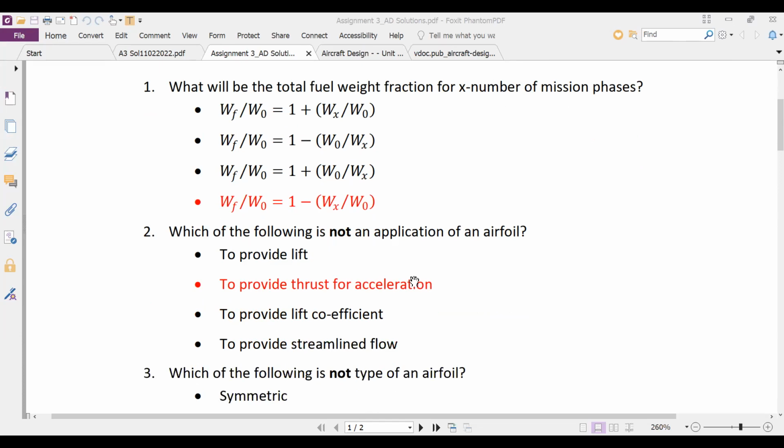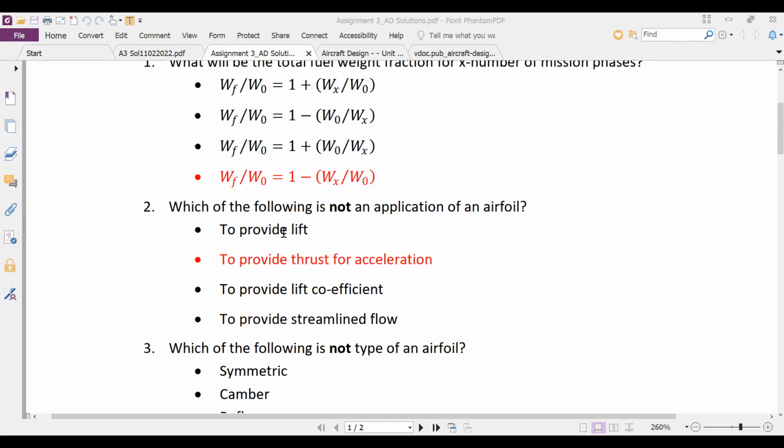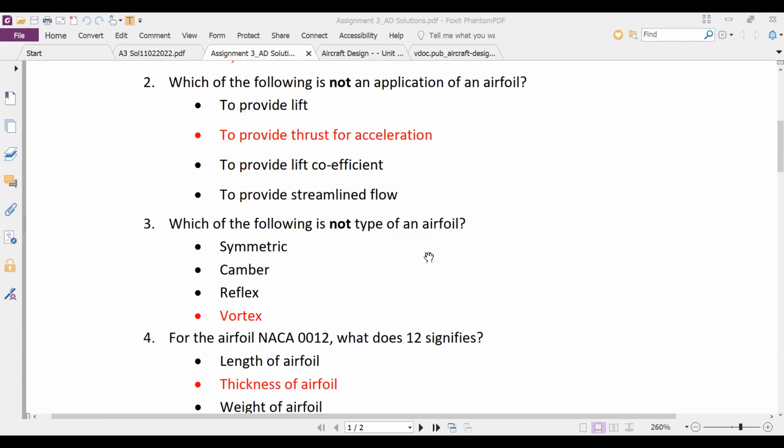They're not asking anything. So which of the following is not an application of an airfoil? To provide thrust for acceleration, definitely yes, because airfoils don't provide thrust. They only bend the flow. Whatever flow is incoming, they change the nature of that flow and nothing else. So answer B is correct. You should know that. Which of the following is not a type of an airfoil? The answer is vortex.